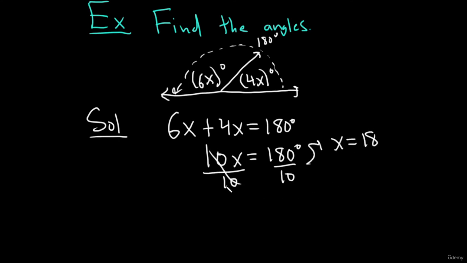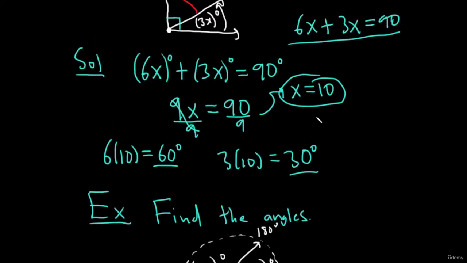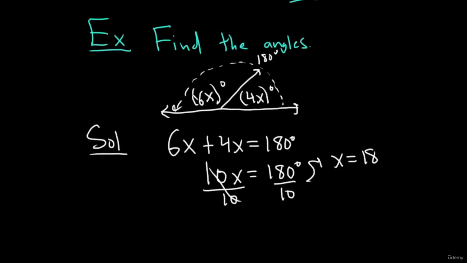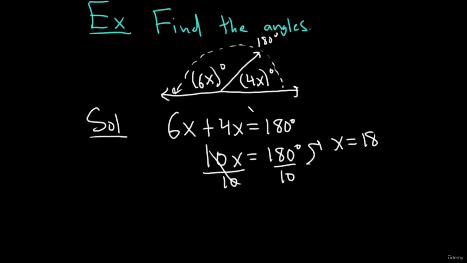Okay. And then what you can do to find the angles is just like before. If you recall, in the previous example we took the value of x and plugged it back in. So we can do the same thing here. We can take the 18 and plug it in here to the x's. So it'll be 6 times 18. I don't have a calculator within arm's reach, but we should be able to do it in our heads. 6 times 10 is 60, and then 6 times 8 is 48. 48 plus 60 is 108.